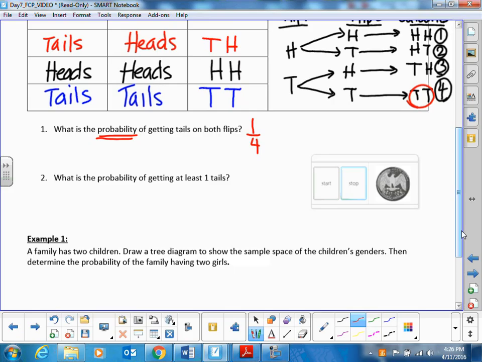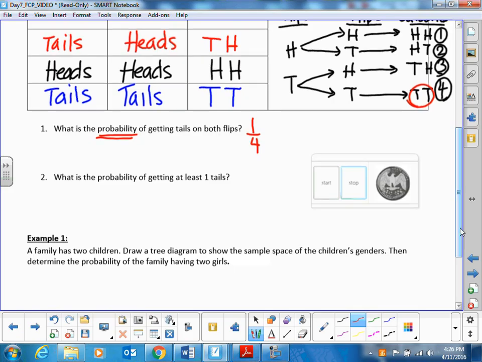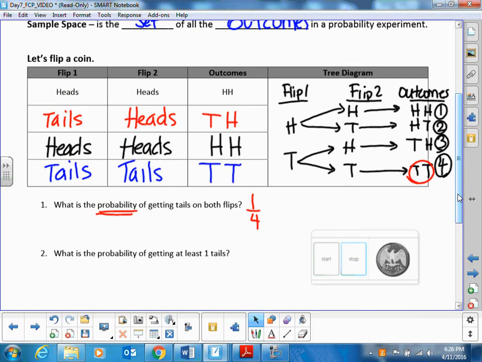What is the probability of getting at least 1 tail? So if we switch color, I'll do this one in green. How many of these have at least 1 tail? Well, this one has 1 tail, this one has 1 tail, and this one has 1 tail. So what is the probability of getting at least 1 tail? 3 out of the 4. The only one that doesn't give us that is the first one where you got 2 heads.